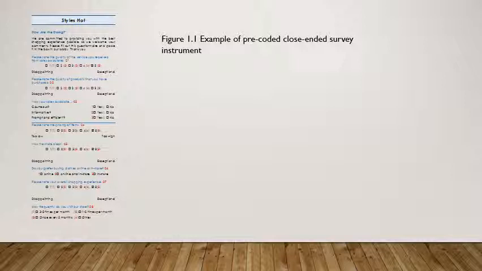So that's pretty much my market research proposal, and I hope you guys enjoyed it. And this is that example of the pre-coded closed-ended survey instrument that I told you guys would be at the end of the slides. Again, thank you for listening.